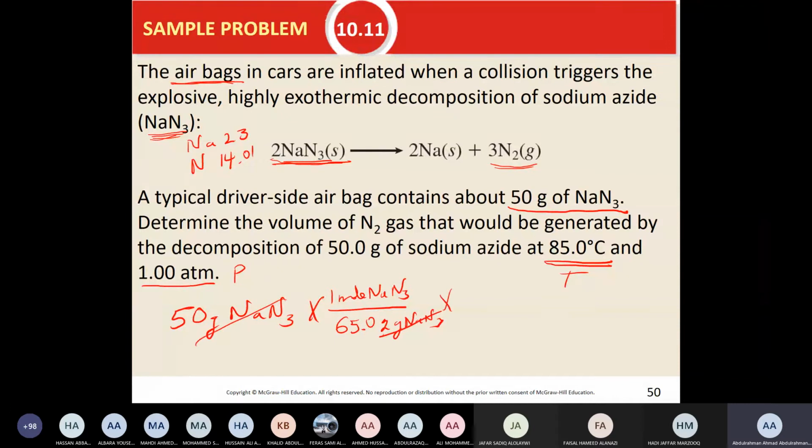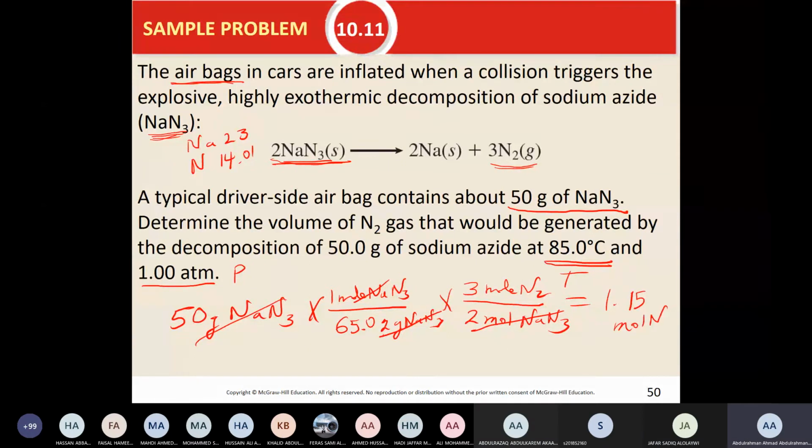Good. Then how many moles of N2 am I going to produce? 0.769. 3 mole N2 will be produced from what? 2 mole NaN3. This will go away with this. Now what's the answer? 1.15. 1.15 mole N2. Good. Then what's the volume?